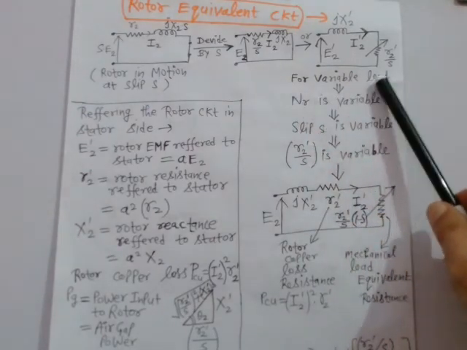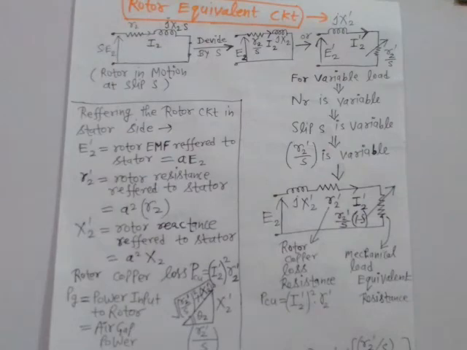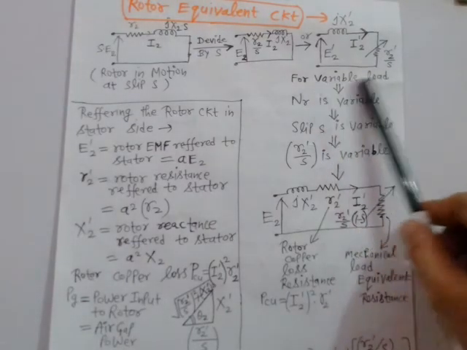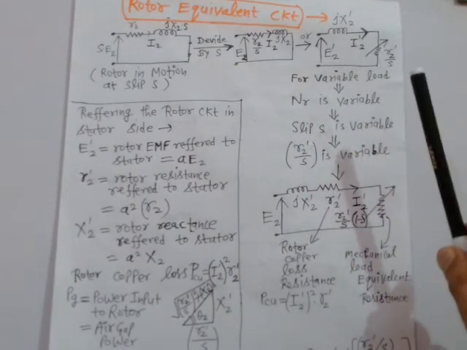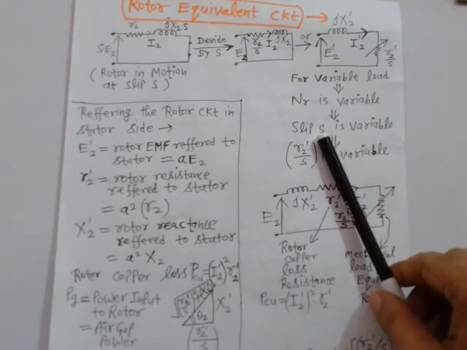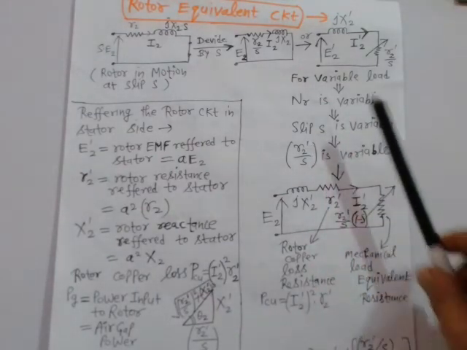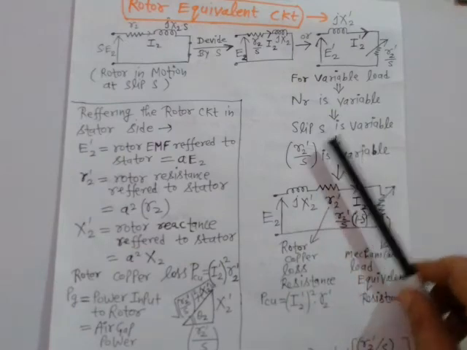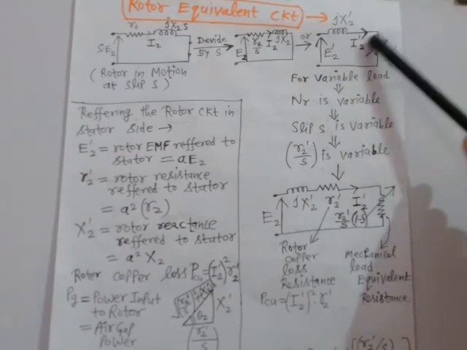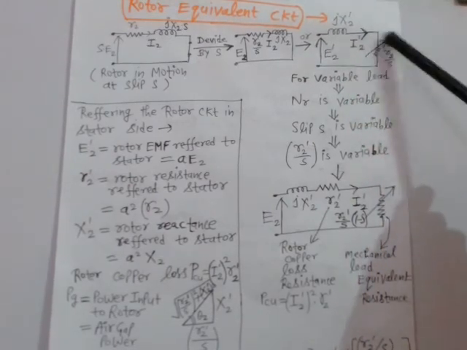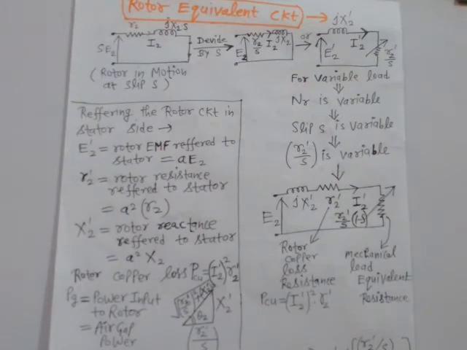Now when the load is variable, that means rotor speed is changing, right? When the mechanical load on the motor is variable, then rotor speed NR is variable. That means slip is changing, because what is slip? Slip is NS minus NR by NS. If NR is changing, slip is also changing. Slip is changing, that means R2 dash by S, this resistance will also be changing. So that's why I am showing it by this arrow sign. This arrow sign represents that this quantity is of changing nature, right? Now R2 dash by S is variable, right?